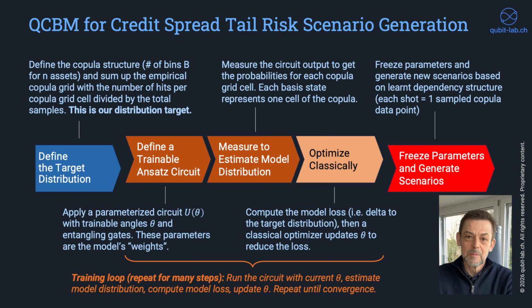We then estimate the model distribution implied by the circuit, compare it with the target distribution using a loss function, and update the parameters classically. Once the parameters are frozen, repeated circuit measurements generate new sampled copula states, which in our setting are new joint credit spread scenarios. So this is distribution learning first, scenario generation second. Let's now look at the actual notebook setup.